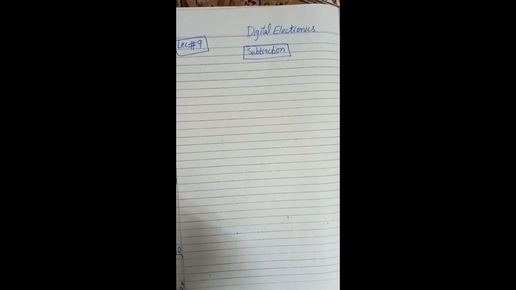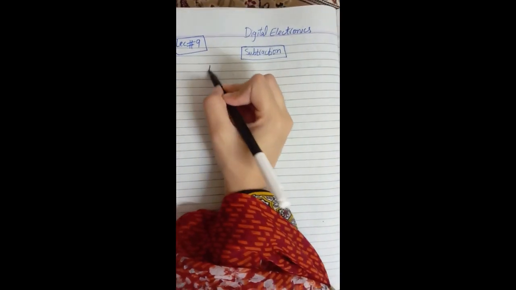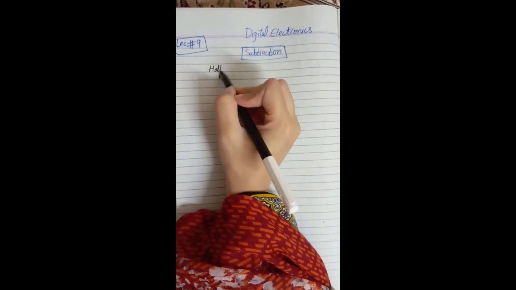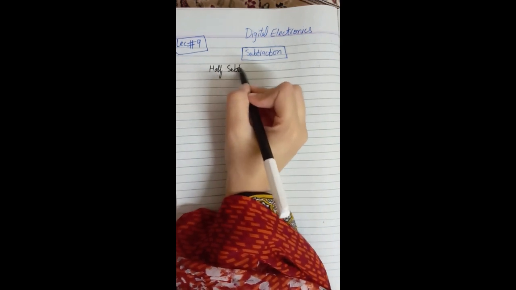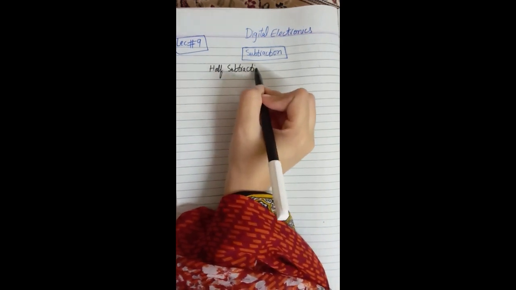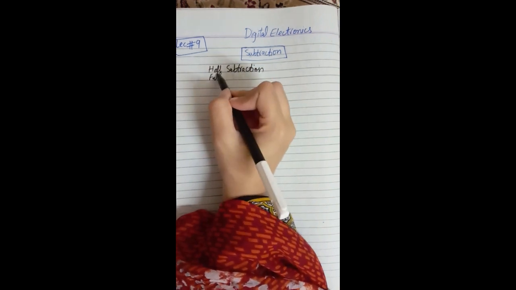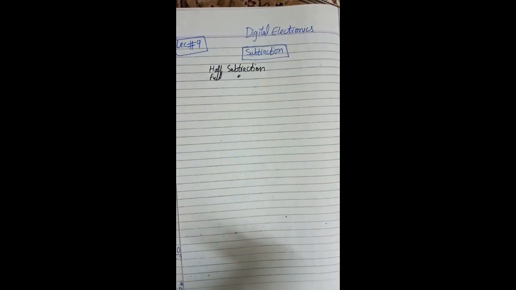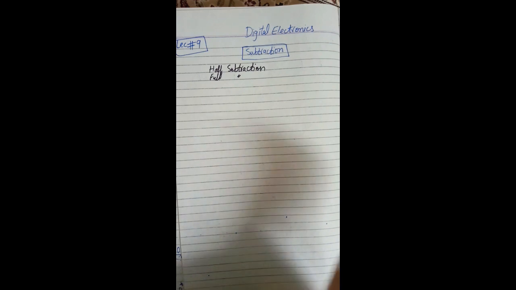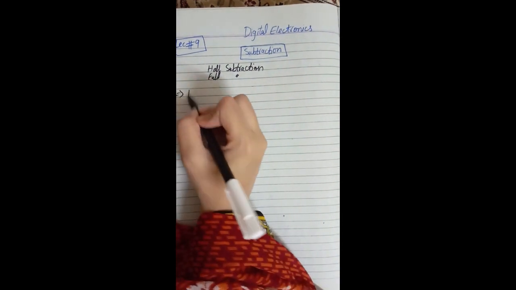Bismillahirrahmanirrahim. Today we will start our ninth lecture of digital electronics. Our ninth topic is subtraction. In this we will study half subtractor and full subtractor. First of all we will start from half subtraction.